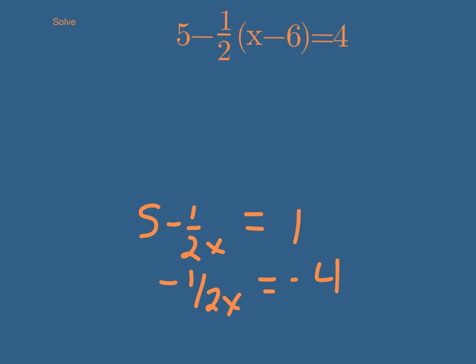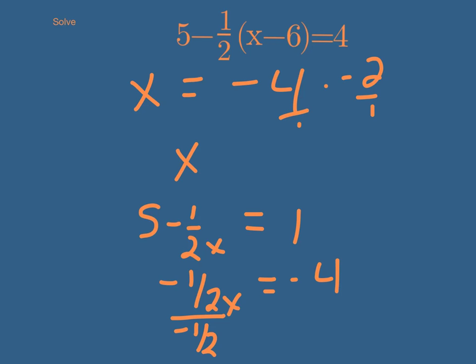I erased some there so I have more room to work at the top, so I'm going to work my way back up at the top. Then to get x by itself, I need to divide by a negative 1/2. And if you remember, dividing by a fraction is the same as multiplying by the reciprocal. So I'm going to multiply by the reciprocal. The reciprocal of that would be a negative 2/1. And then just multiply across. A negative 4 times a negative 2 would give me a positive 8. And 1 times 1 is 1, so 8/1. So my answer is x equals 8.